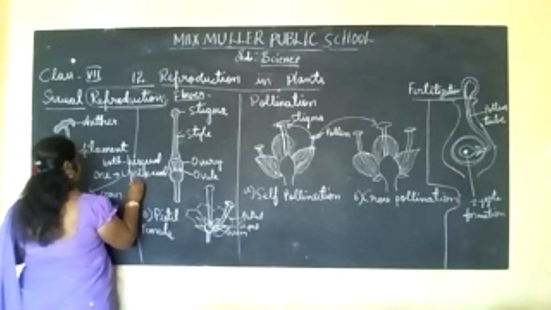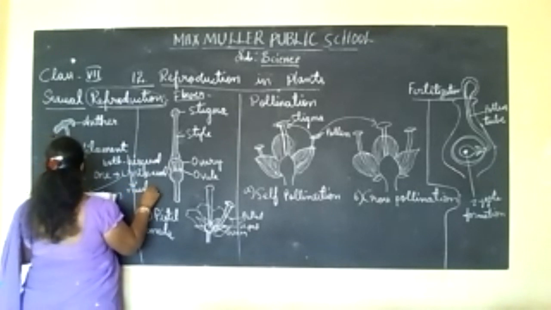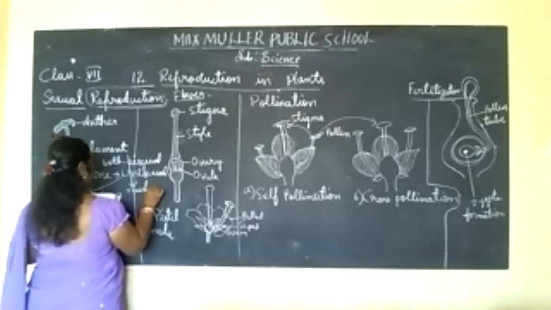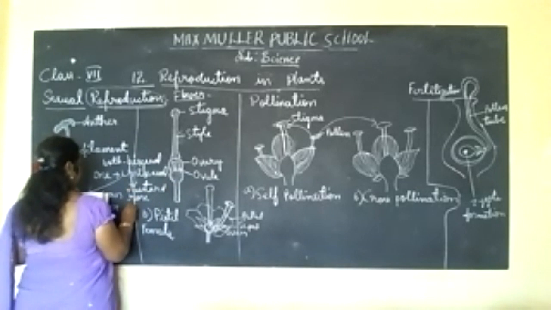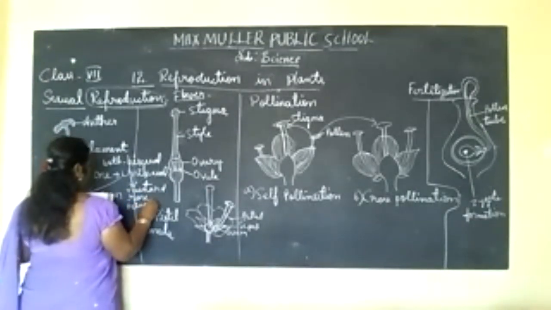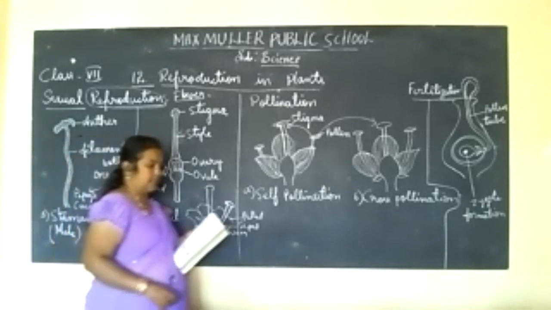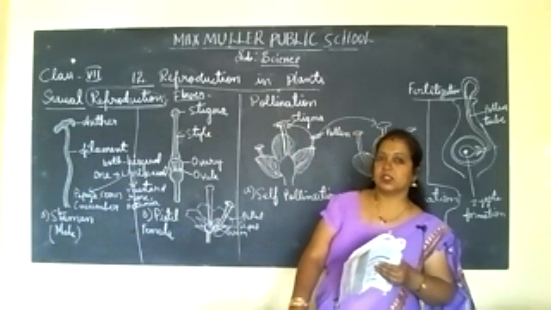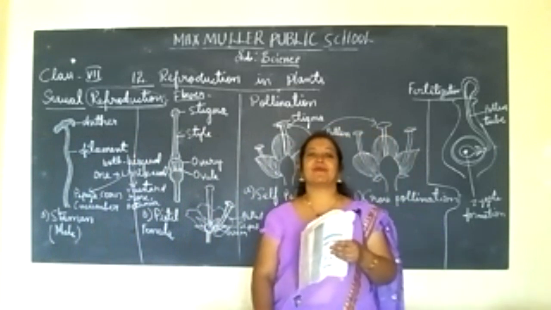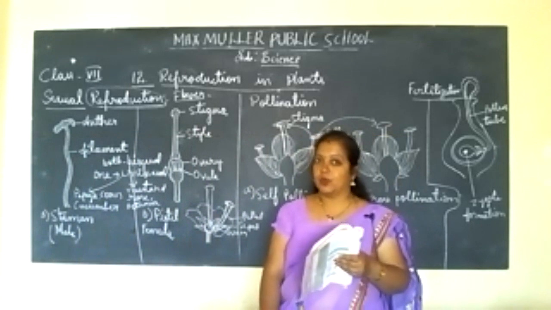See, bisexual flowers: mustard, rose and petunia. I think everyone is watching the rose every day. So you can open it and see the reproductive parts.